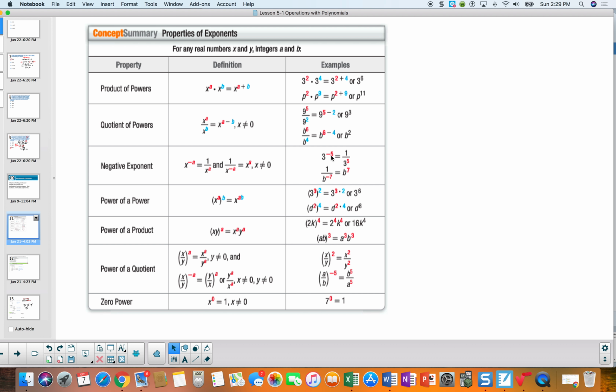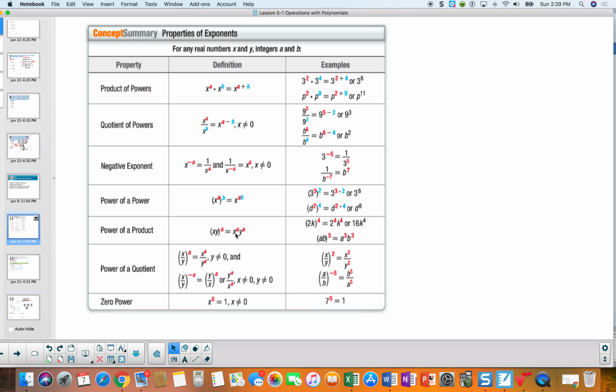So 3 to the negative fifth can be written as the reciprocal 1 over 3 to the fifth power, positive fifth power. And this can happen as well. If the negative exponent's in the denominator, then its reciprocal will be b to the positive seventh power. Power of a power, you can multiply the two powers as long as the base is the same.